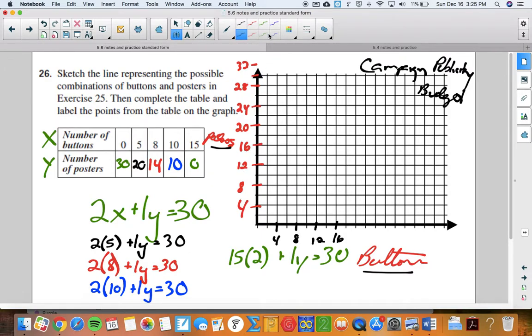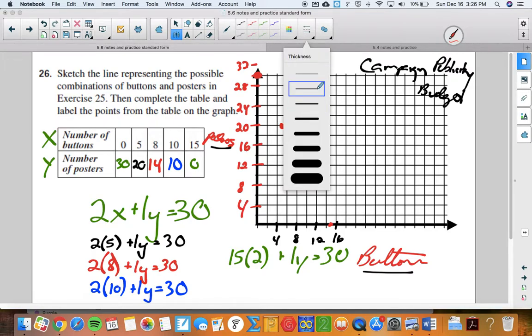So 0 buttons gives me 30 posters. Boom. 5 buttons, 20 posters. So 5 would be right in the middle of this square. 20, right about there. 8 and 14. There. 10 and 10. 15 and 0. 15 would be right there. Let's move that. But I'll tell you what, I think that makes a straight line.